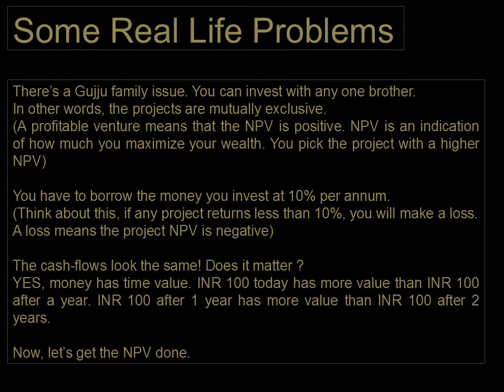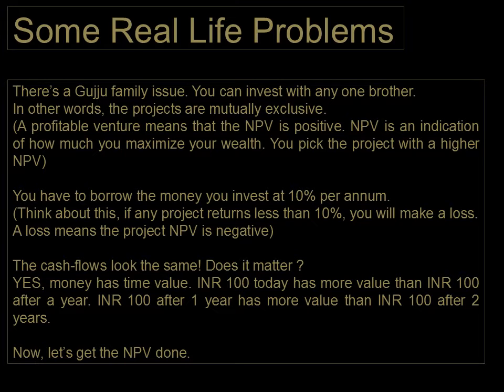Here are some real life problems. This is a family issue. You can only invest with one brother. If you pay one, the other won't accept it, vice versa. The projects are mutually exclusive. When you consider two projects, if you can invest in only one and not the other, these projects are called mutually exclusive. In such cases, you always select the project that has a higher positive NPV. A higher NPV is an indication of how you maximize your wealth. A negative NPV usually means you're going to make a loss. How? We will look into it later.